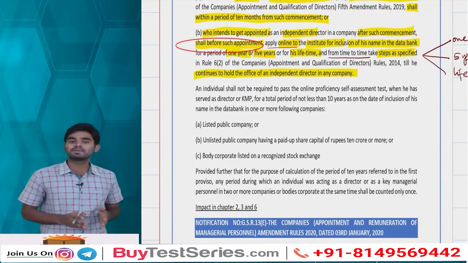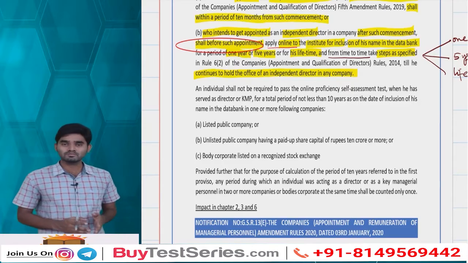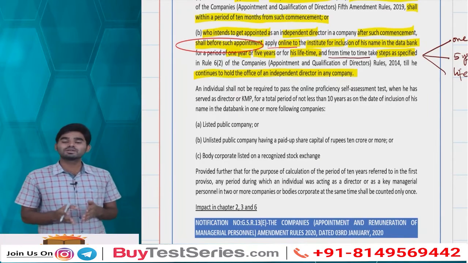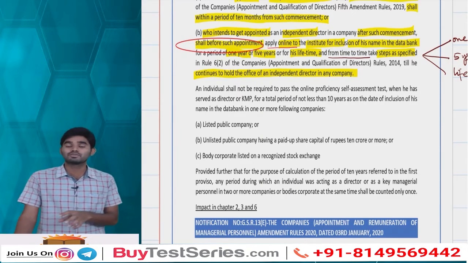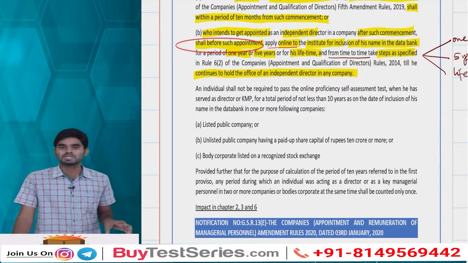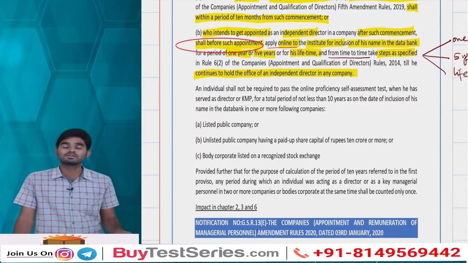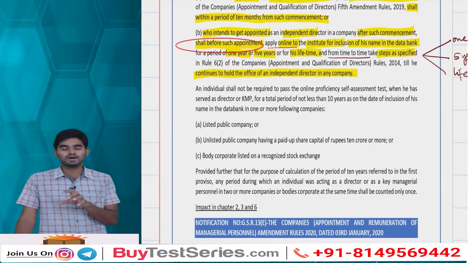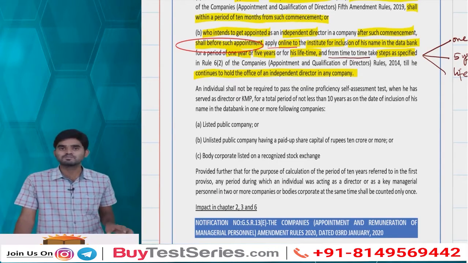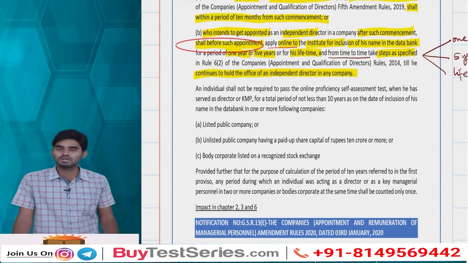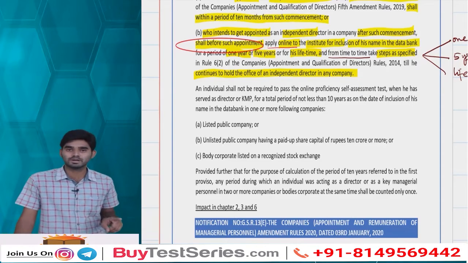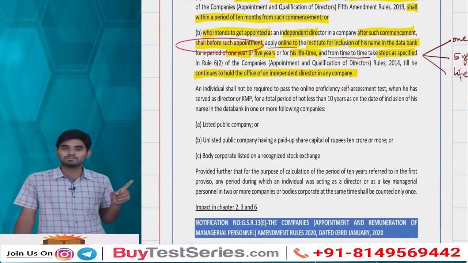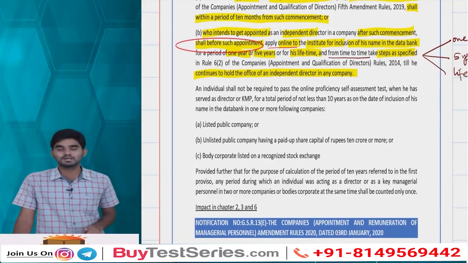I intend to be appointed as an independent director of a company, then before you get appointed, you register yourself, you apply online to that data bank for inclusion of your name. Only then your appointment will be valid. Clear, everyone? For whatever the period, that is 1 year or 5 years or for a lifetime, by paying the prescribed fee, you include your name in that data bank, then only you can be appointed as an independent director. Clear, everyone? This is a prerequisite for the appointment of an independent director, my dear friends. Very important one. Expected question for the December attempt. This is a prerequisite for a director to be appointed as an independent director of a company.